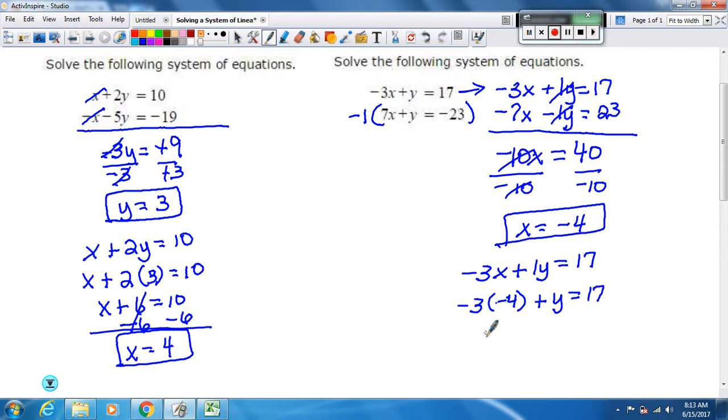So negative 3 times negative 4, I've got 12 plus y equals 17. I'm going to subtract 12 from both sides so that y is by itself. So y equals 17 take away 12 is 5, and that is the other answer.